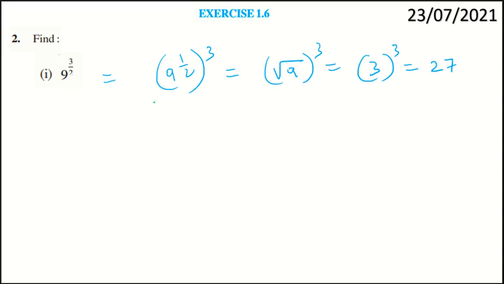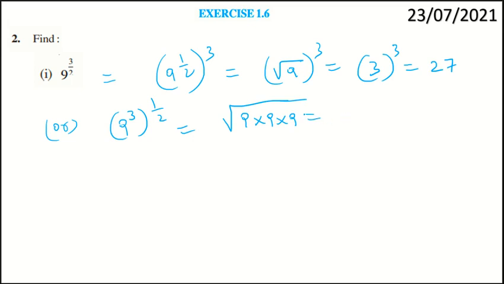We can do like this, or we can take 9 to the power 3 whole upon 1 by 2, which means square root of 9 into 9 into 9, which can be written as square root 9 into square root 9 into square root 9, where square root 9 is 3 each time, so 3 into 3 into 3 is 27. This way also we can do it.